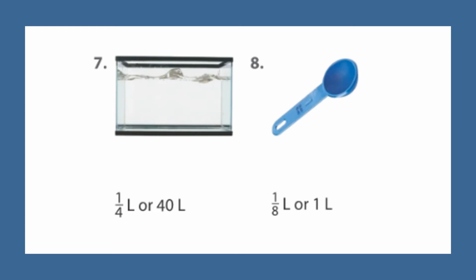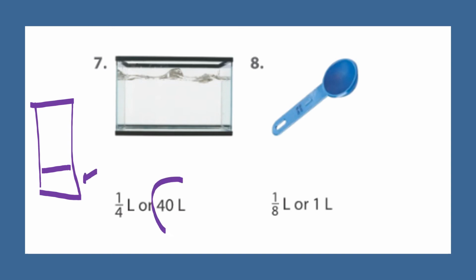Going to my next photograph here, I have a picture of a fish tank, it looks like. So again, I think to myself, okay, here's 1/4 liter. So if that's my liter and I have it 1/4, or 40 liters. Well, for a fish tank, I know that it has to swim in more than just that amount. So I'm going to choose the 40 liters.